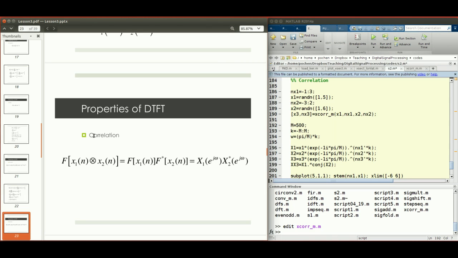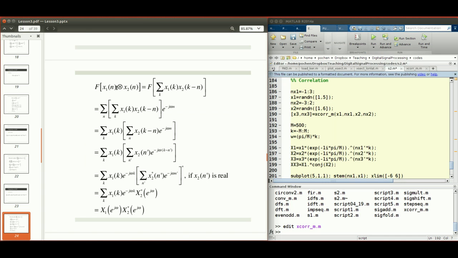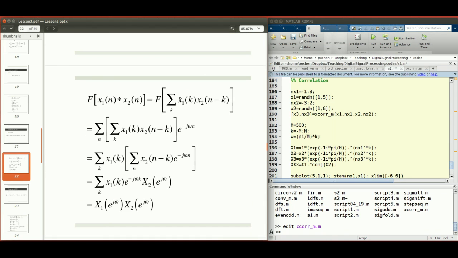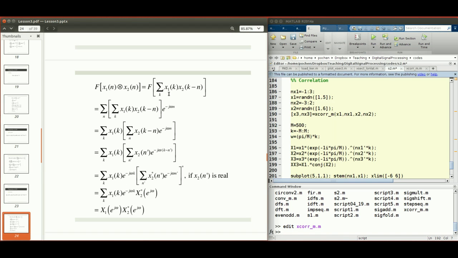So let's look at how we actually got this result. The Fourier transform of two signals correlating with each other. Here we are actually using the correlation formula in the time domain: a summation over k of x1[k] times x2[k minus n]. You can sort of see the difference with the convolution formula. In the convolution formula, it's x1[k], x2[n minus k], sum over k. Here it's x1[k], x2[k minus n], sum over k. You see? Different.